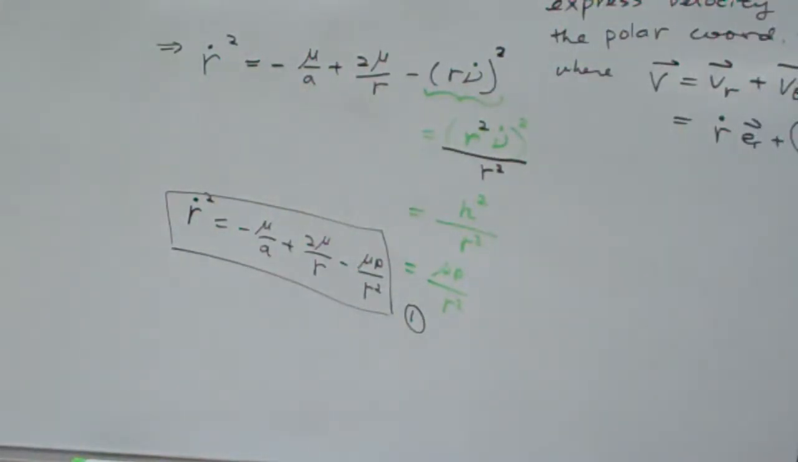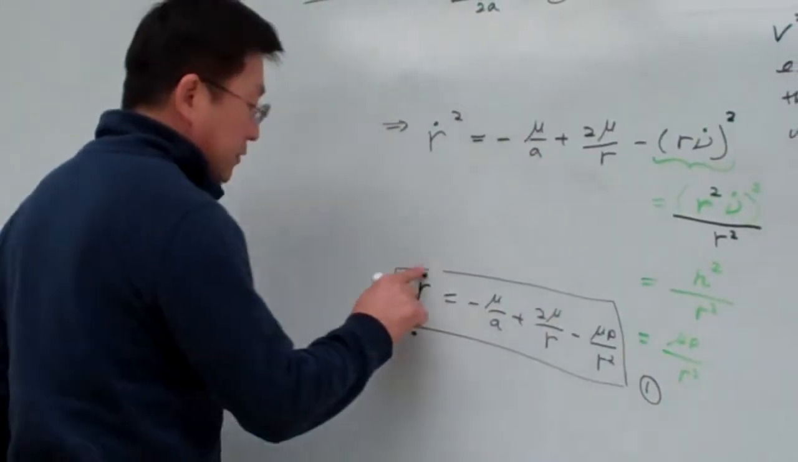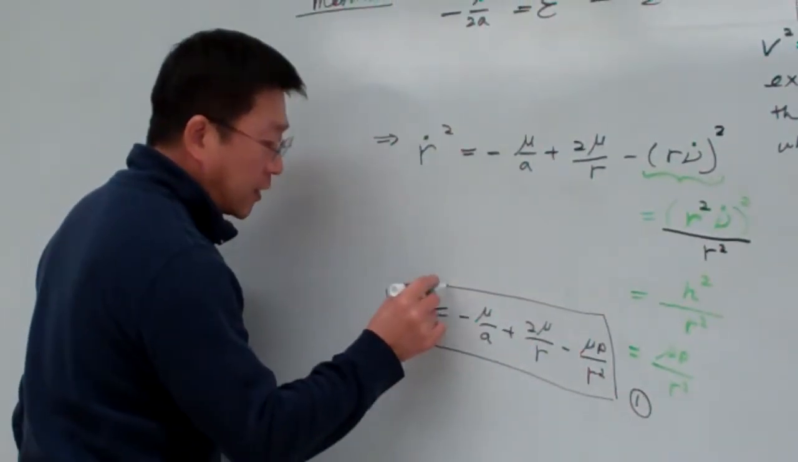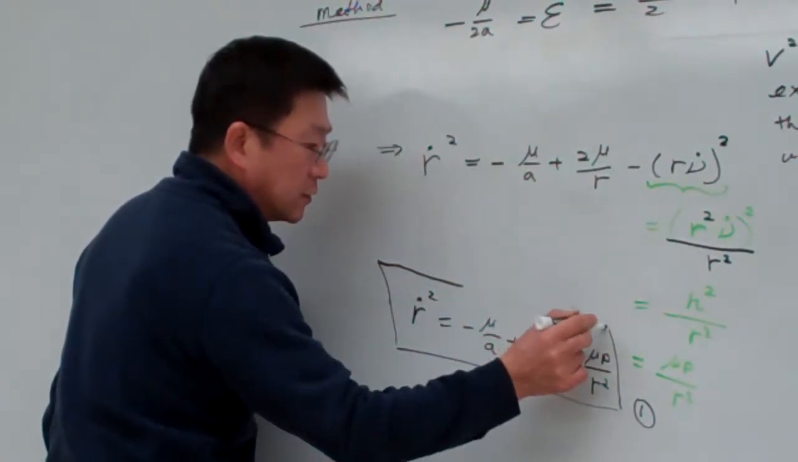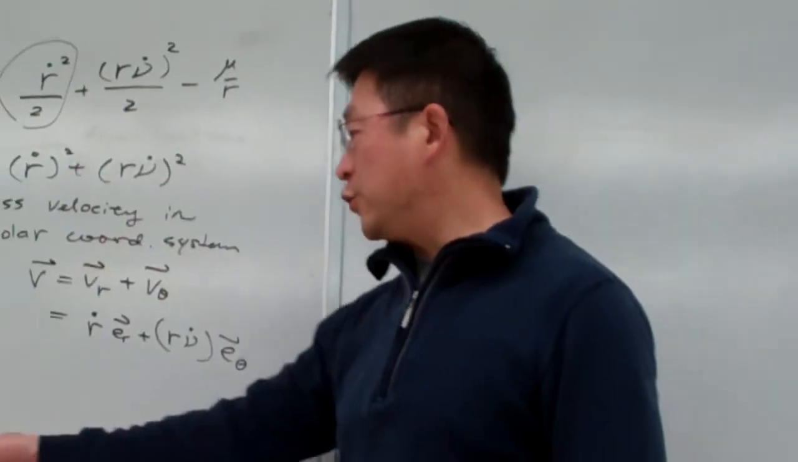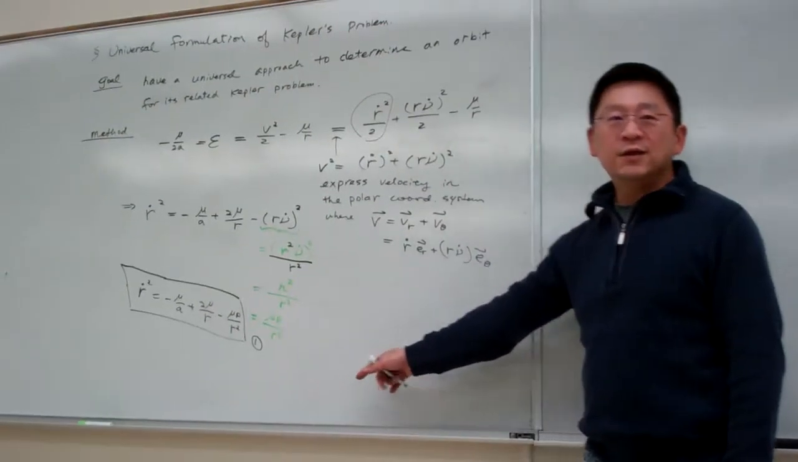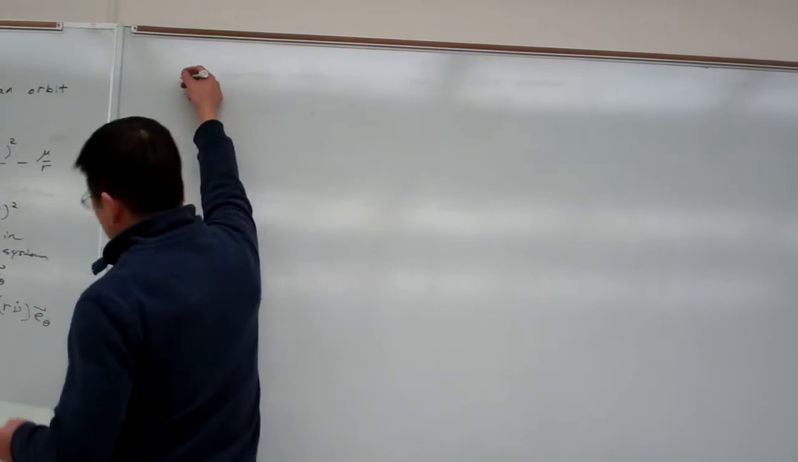And you may ask me why we want to spend time doing these weird derivations. Again, our goal is to come up with a universal equation for Kepler's problems. And that's equation 1. I can tell you in total we will have 10 equations to do this. Then the second equation is this.